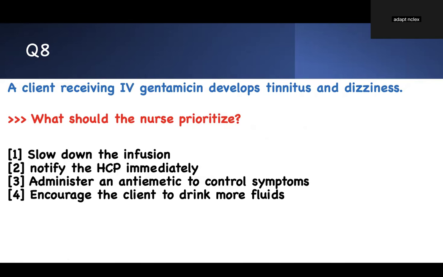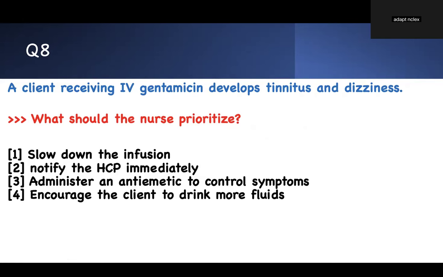Slow down the infusion. Something says I should slow it down. One says I should notify the healthcare provider. Three says, well, give them antibiotics, right? Because they have nausea or something. That's why they have dizziness. Encourage the client to drink more fluid. Which one is safe? Tell me. Put it down in the comment section. What do you think? Which one is safe?